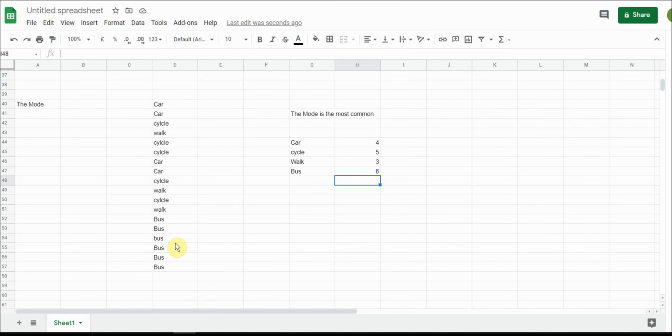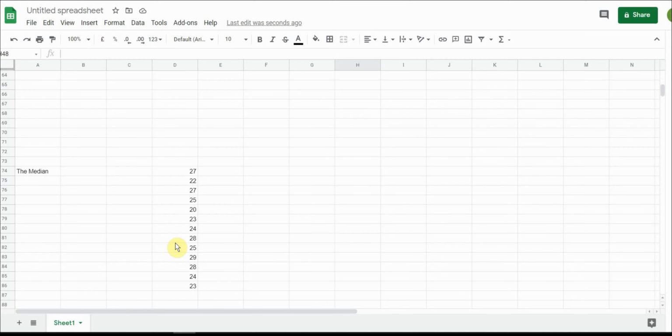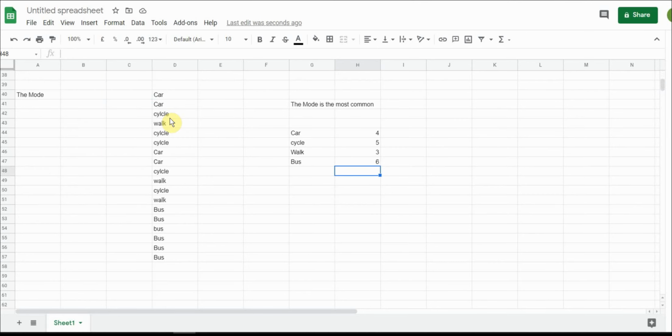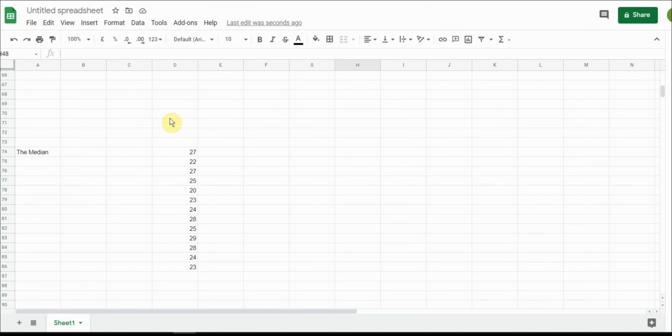Now, on to the median. So far we've looked at the mean, which is add them up and divide by how many there are. The mode, which is the most common. And then the median, which is the middle one, okay? Median, medi, that word medi, that means middle.